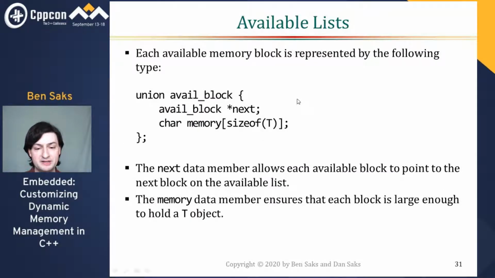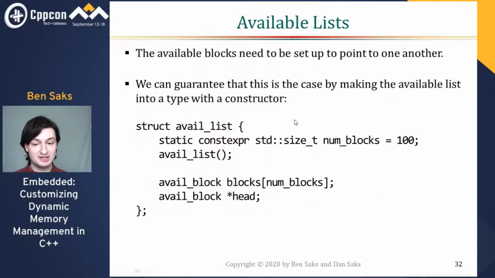So we would implement it in a way like this, where we'd use this union type avail block, where each avail block has one of two members, either a pointer to the next available block or an amount of memory that is the size of that block. And really, the memory is only there to ensure that each block is large enough. Basically, when the block is available, we care about the next pointer. When the block is in use, we care about the size of this memory being large enough to hold a T object.